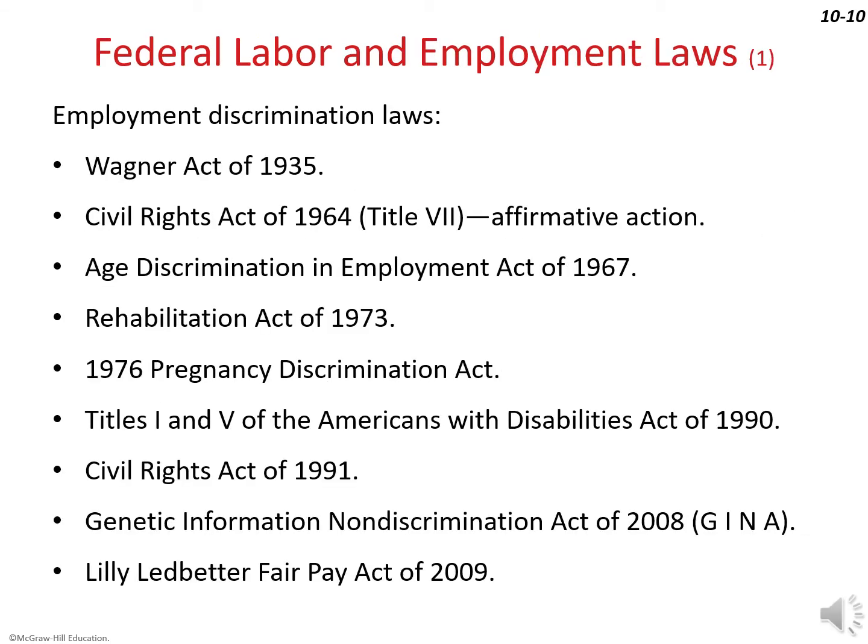Federal labor and employment laws. There are employment discrimination laws, and the Wagner Act makes it illegal to discriminate against somebody for joining a union. The Civil Rights Act was in 1964, and they had affirmative action, and that was just to make sure that there were enough people of color or women added to major companies in positions of power. Age discrimination, of 1967. We have the Rehabilitation Act of 1973, and that was to help people recover from injuries at work.